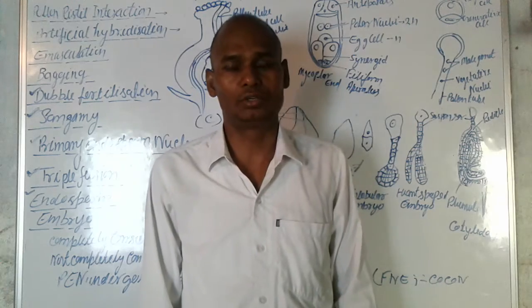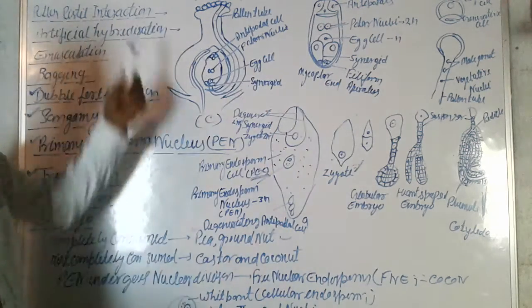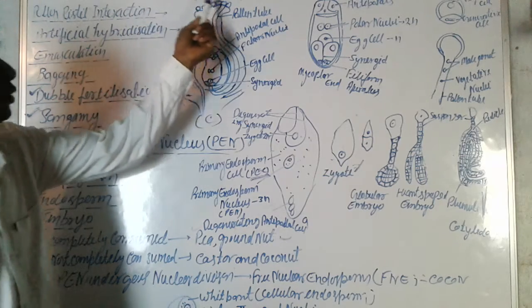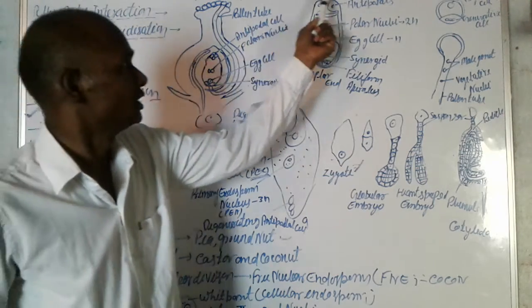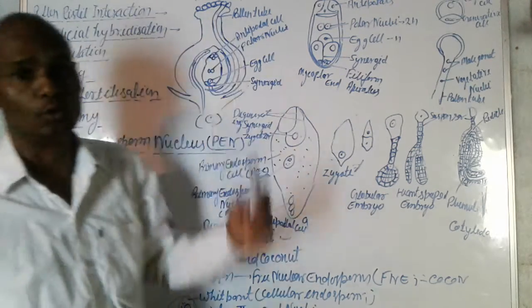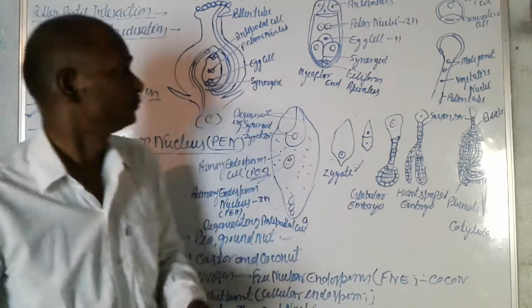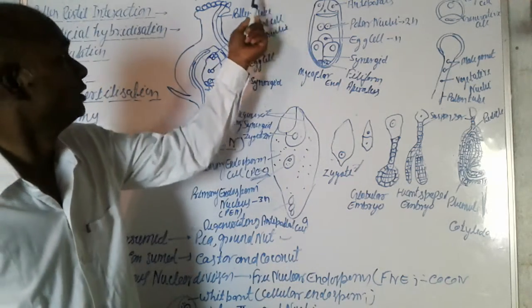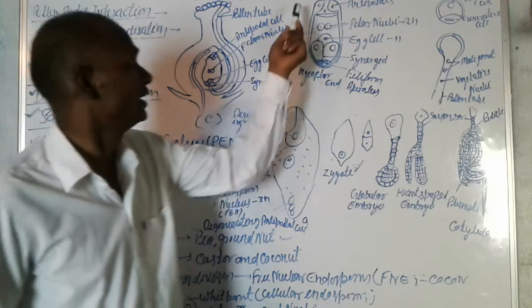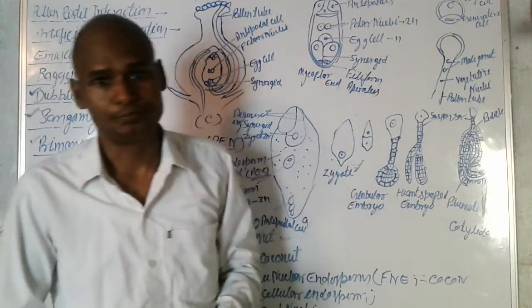Today I am going to talk about class 12 biology chapter 2, sexual reproduction in flowering plants, part 4. This is the fourth part of this chapter, sexual reproduction in flowering plants.